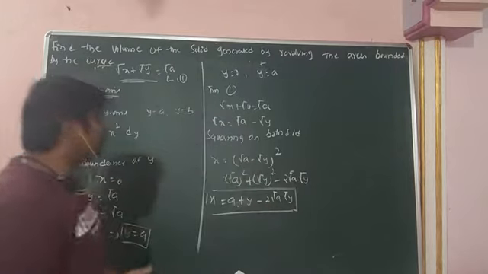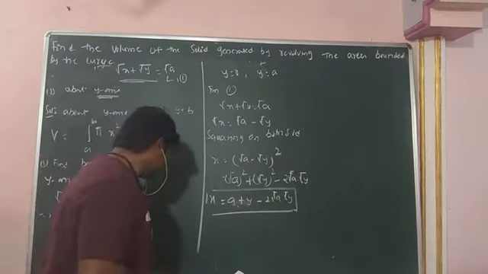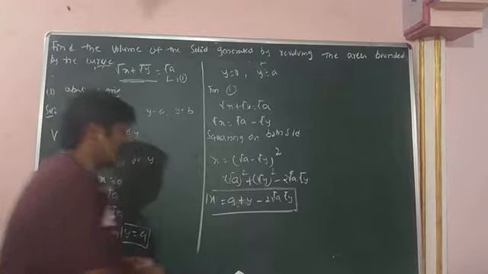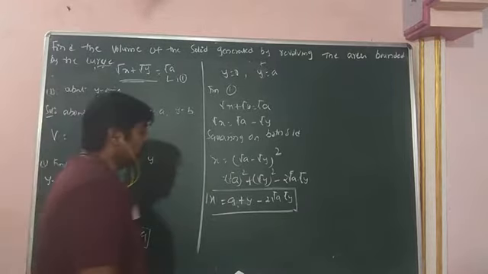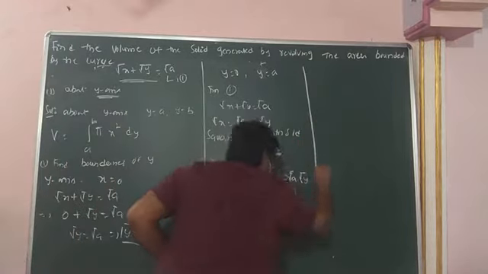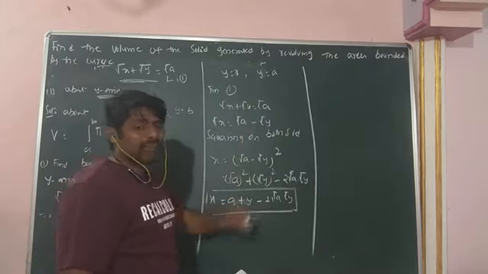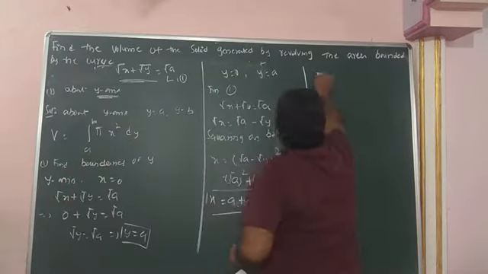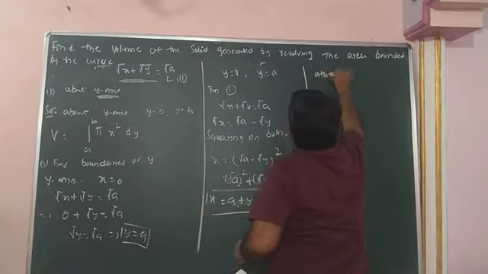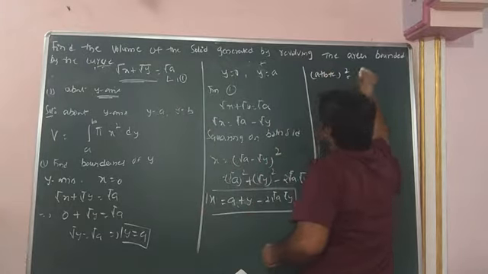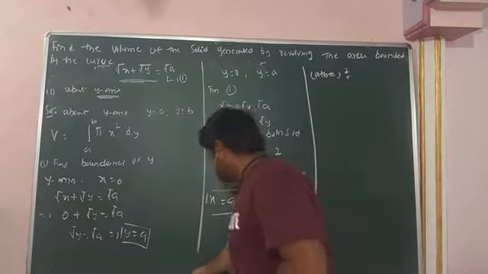But we need to find x square. How to get that x square? This is nothing but (a plus b plus c) whole square. What is the formula for (a plus b plus c) whole square? Okay, first we do that.